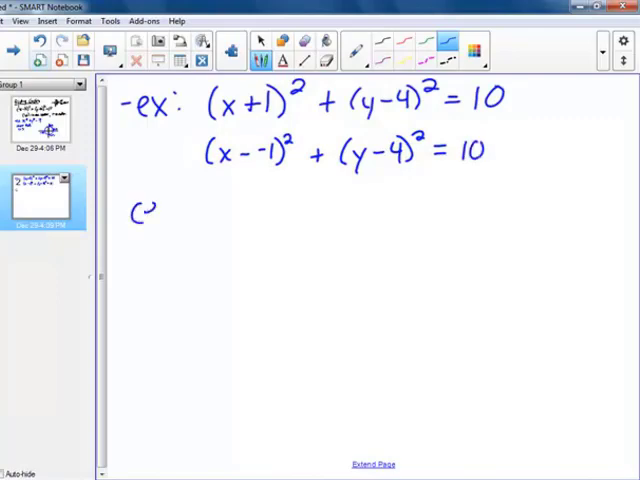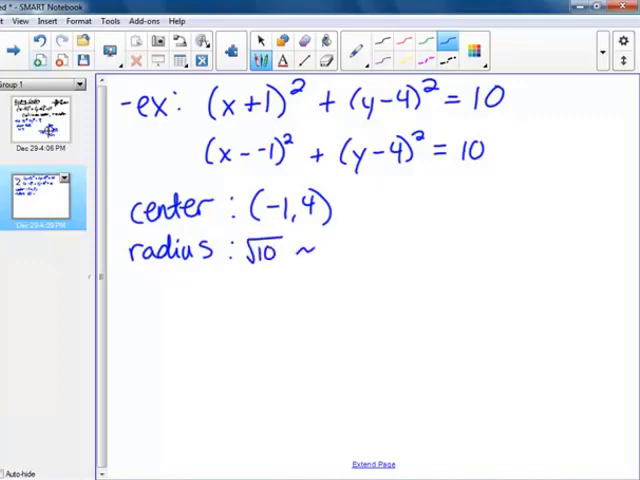So now my center would be (negative 1, 4). And my radius, now this is a little tricky because I don't know what times itself gets me 10. But if I think about when I had 9, how do I get 3? I could have taken the square root. So same thing here, the radius is the square root of 10, which is about 3.16. So just for sketching purposes, we won't get the exact endpoints for this one, but we can just sketch it.